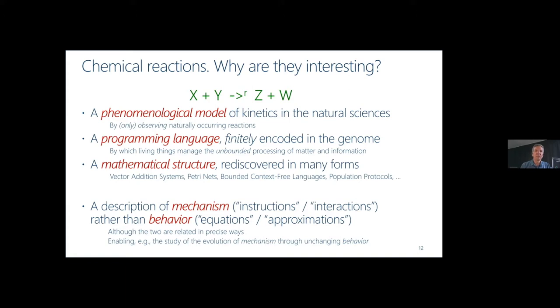In all of these, chemical reaction networks are a description of the mechanism of what instructions are executed in a system, rather than behavior. You know, behavior means what equations are satisfied by the system. So they are a description of mechanism. So they're more detailed than just a bunch of differential equations. They also explain how the system achieves its result. So they're interesting because of this mechanistic aspect.